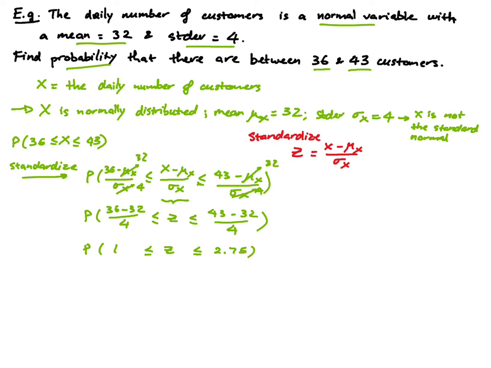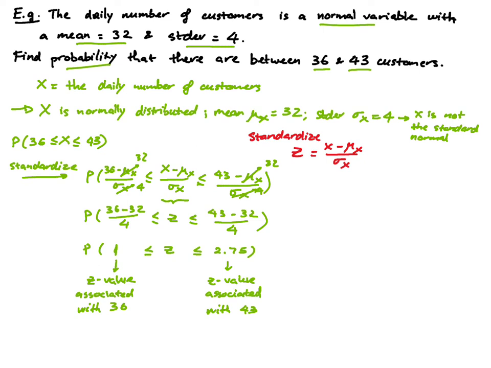Now 1 here is known as the Z value associated with 36, and then 2.75 is the Z value associated with 43.